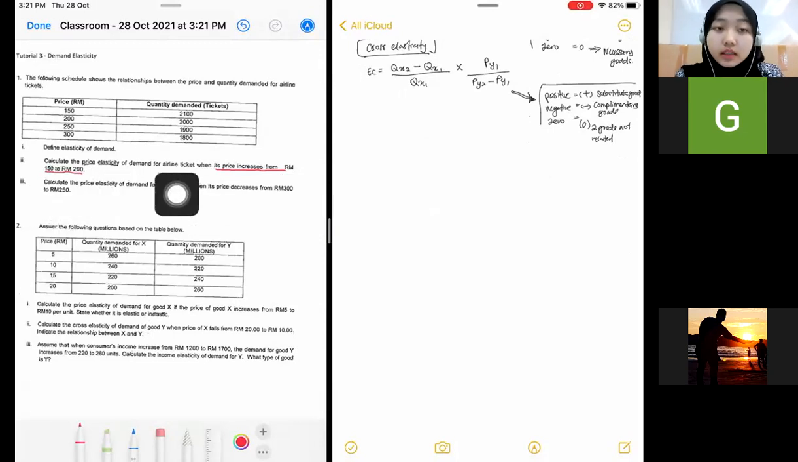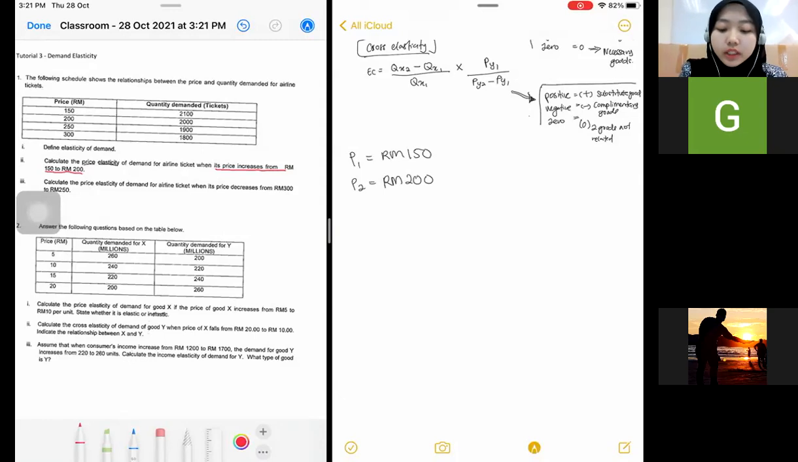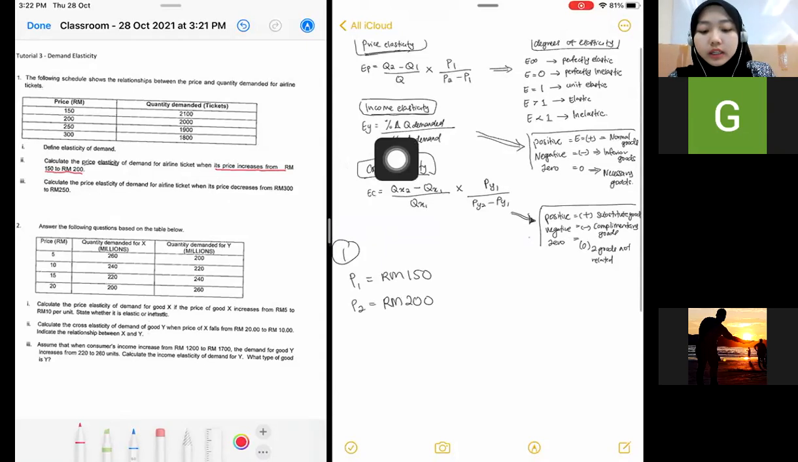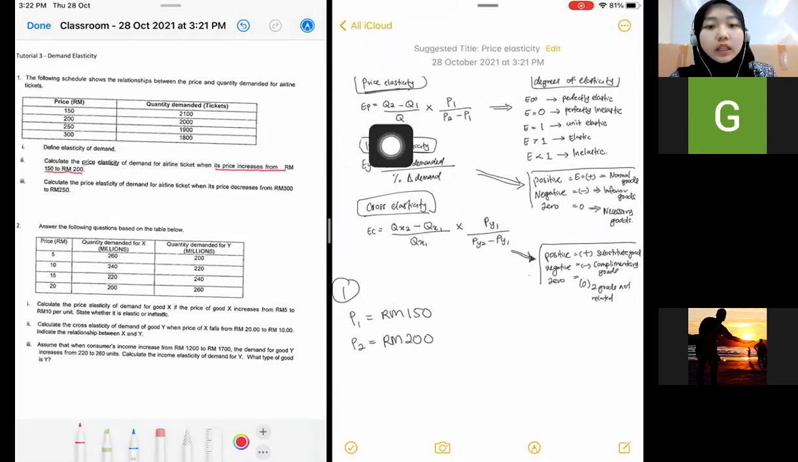The airline ticket is changing from 1 ringgit, meaning P1 is RM 150. Your P2 is your new price, which is RM 200. Okay, this is question number 1. Then they ask you to calculate your price elasticity of demand, which you already know the formula. This is the formula for price elasticity. You already know the price, now you have to know the quantity.